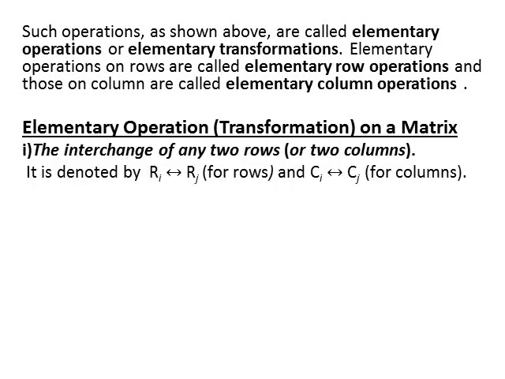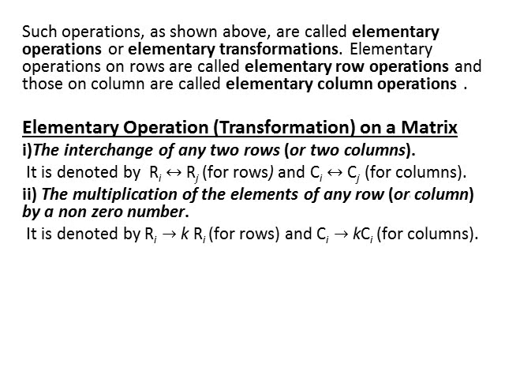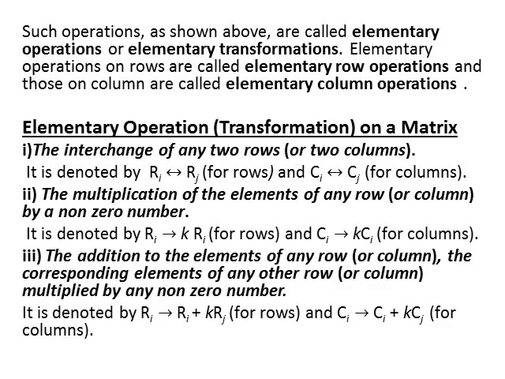So we have 3 elementary operations which we can apply on a matrix. First is the interchange of any 2 rows or 2 columns. It is denoted by symbol as shown here. Second is the multiplication of the elements of any row or column by a non-zero number. Third, the addition to the elements of any row or column, the corresponding elements of any other row or column multiplied by a non-zero number. It is denoted by symbol as written here.